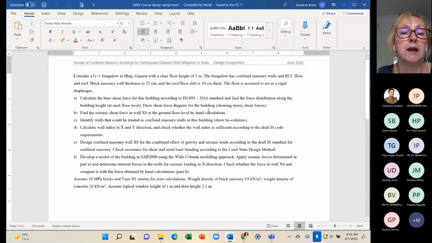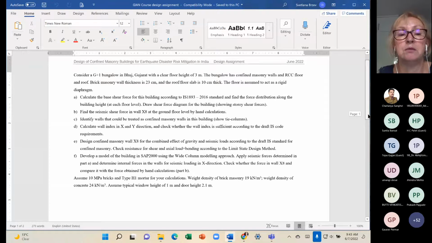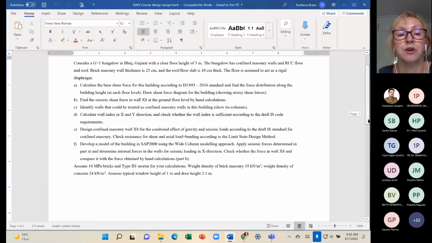Then you need to identify the walls that could be treated as confined masonry walls in this building. You need to draw on a diagram where the tie columns are. Please note that, based on our discussions yesterday, not all walls will be considered as confined masonry walls. It depends on the openings and whether you have confinement around the openings or not. So you have to look at a case-by-case basis. It's not a generic decision. That makes a difference between this and the reinforced concrete frame system.